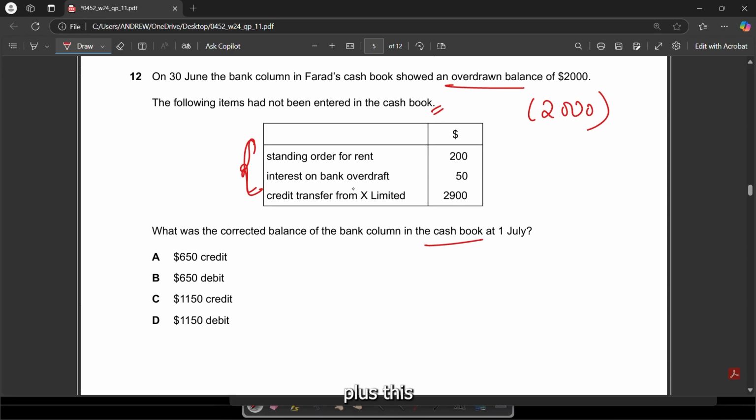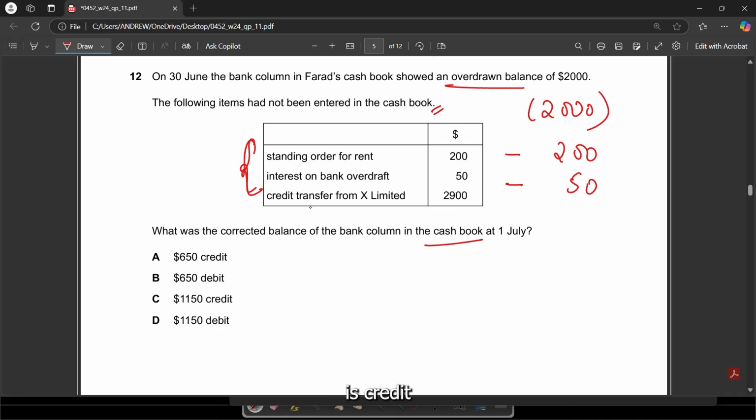So let's see. First is the standing order for rent. Standing order means nothing but 200 has been directly deducted from your bank account. So that means you will further minus this 200. Interest on bank overdraft. You already had an overdraft of 2000. Again, you have to pay an interest. So further, this will reduce your bank balance. So again, you will have to minus this 50.